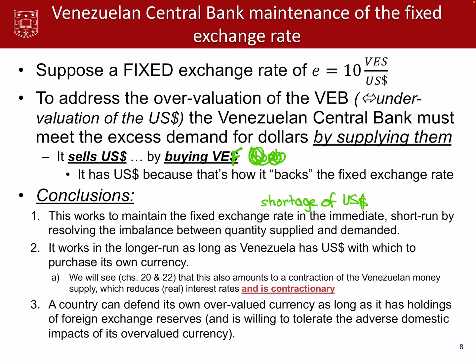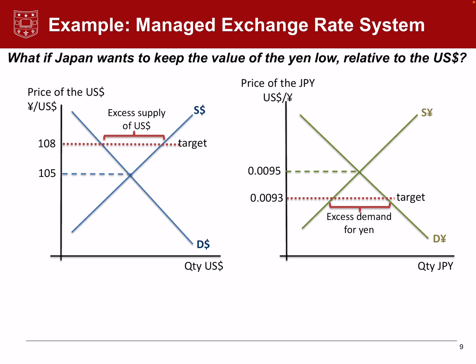So, our conclusion from this is that if a country wants to defend its own overvalued currency, in other words, Venezuela's currency is overvalued in the foreign exchange market and the dollar is undervalued, it can do so as long as it has holdings of foreign exchange reserves. And when it ceases to have sufficient holdings, then the game is up and that foreign exchange market intervention can't happen anymore and the fixed exchange rate collapses. And so this is something that, again, some of you may see in your country studies.